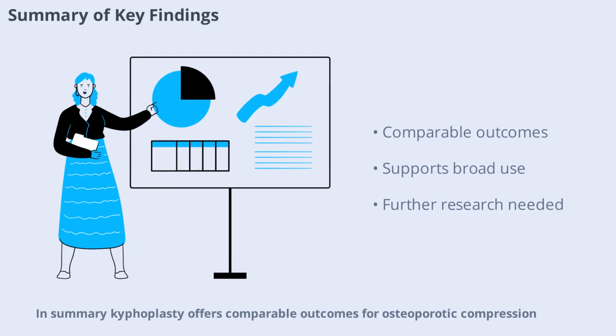Summary: kyphoplasty offers comparable outcomes for osteoporotic compression fractures in both the thoracic and lumbar spine. Pain relief, vertebral height restoration, and complication rates are similar, despite some technical challenges in the thoracic region. These findings support the broader adoption of kyphoplasty across spinal regions and highlight areas for further investigation.